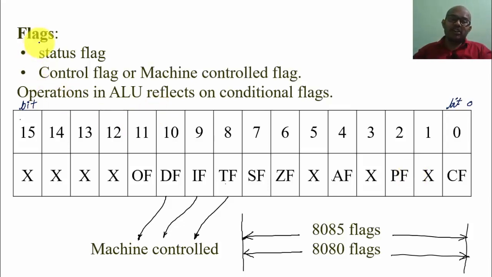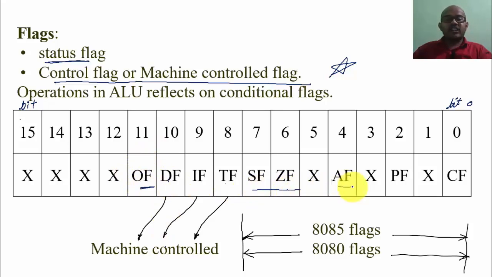Now, as I discussed, we have two variants of flag. The first one is status flag and the second one is control flag or machine control flag. This is very, very important. N number of times in UGC NET exams they have asked which one falls under status flag and which falls under control flag or machine control flag. We know that direction flag, interrupt flag and trap flag fall under machine control flag. The status flags are overflow flag, sign flag, zero flag, auxiliary flag, parity flag and carry flag.